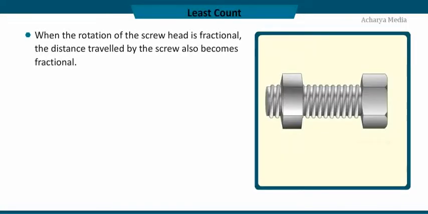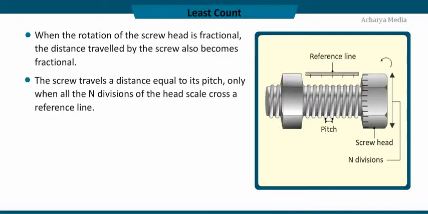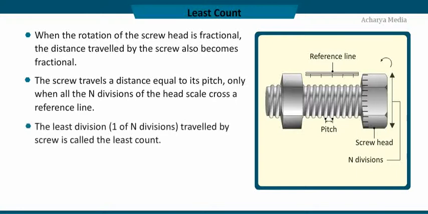When the screw is rotated to some fractional distance, the screw also travels the same fractional distance ahead. To note down this fractional distance, the head of the screw is divided into n divisions called the head scale. Thus, the distance travelled by the screw is equal to its pitch only when all the n divisions of the head scale cross a reference line. When only one of the divisions of the head scale crosses the reference line, the screw travels a least distance. This least distance travelled by the screw is called the least count.